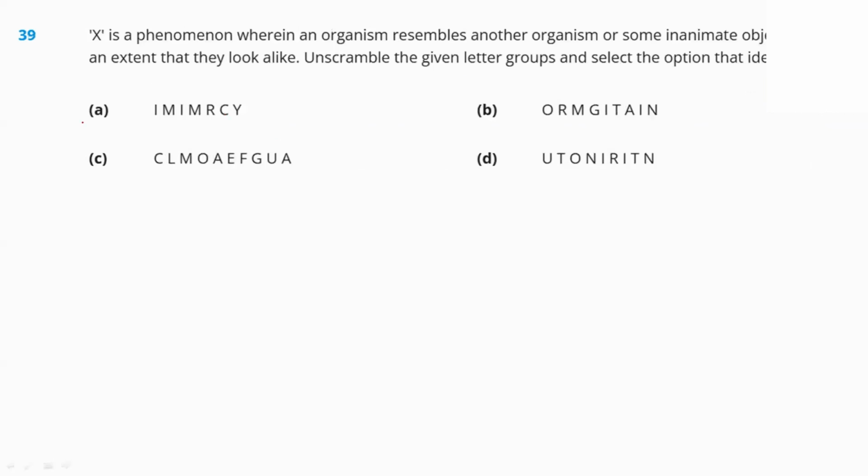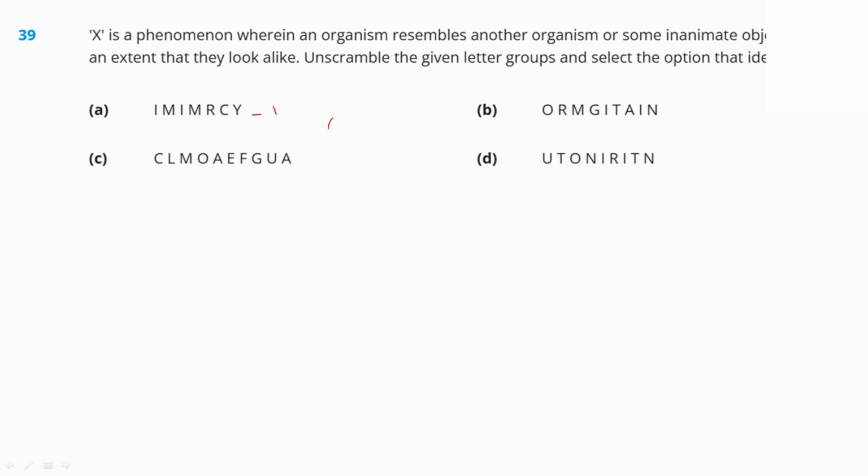Next, X is a phenomenon wherein an organism resembles another organism or some inanimate object to such an extent that they look alike. Unscramble the given letter groups and select the correct option. So basically, the organism will resemble any other inanimate object. Inanimate means non-living. It may look like a leaf or a stone or a stick like that. So basically what this organism is trying to do is, we have to first unscramble all the words.